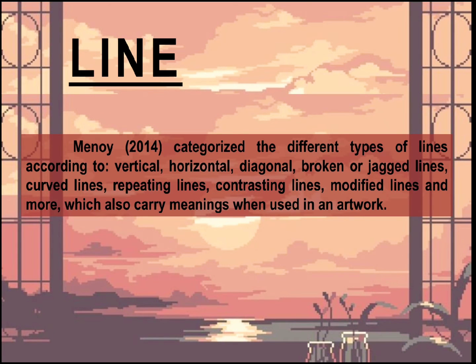Manoy categorized the different types of lines according to vertical, horizontal, diagonal, broken or jagged lines, curved lines, repeating lines, contrasting lines, and modifying lines, which carry meanings when used in an artwork. So each type of line gives a certain psychological response to the viewer.